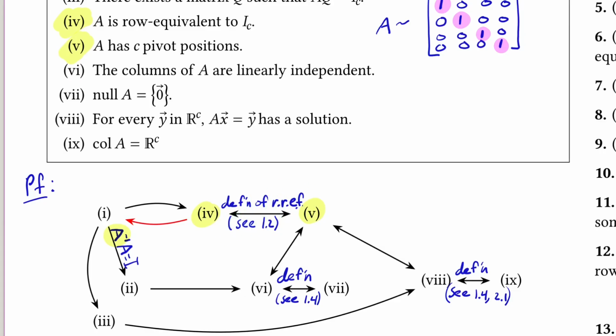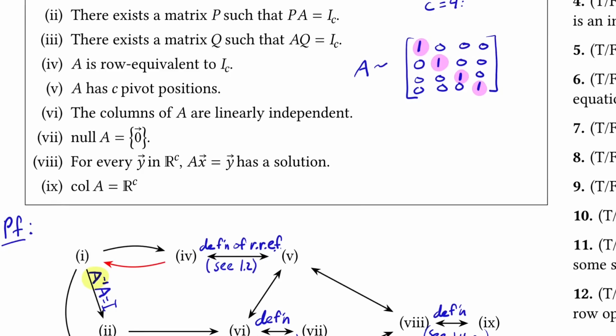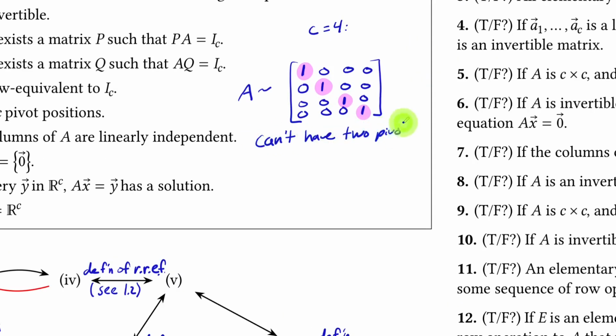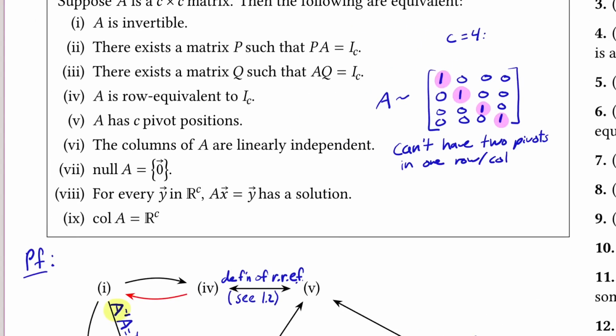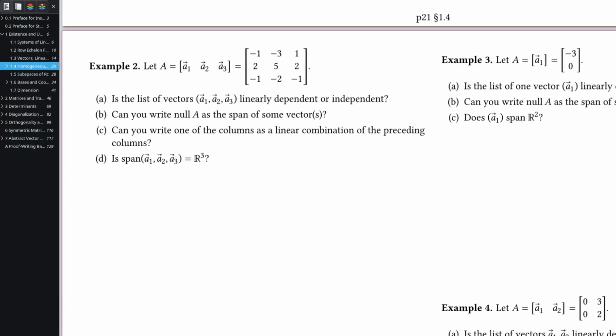And if that argument doesn't make sense to you, go back and review section 1.2. It would be a good place to catch up on that. Now, if A has C pivot positions, like we said, it must have a pivot in every row and in every column. So that means that A has a pivot in every row. And let's actually go back to 1.4.